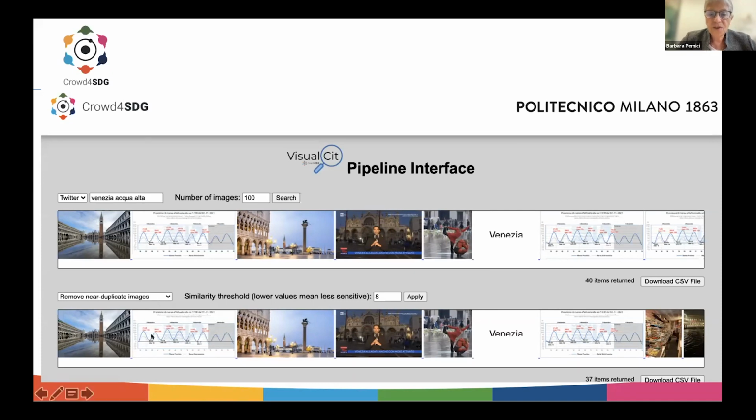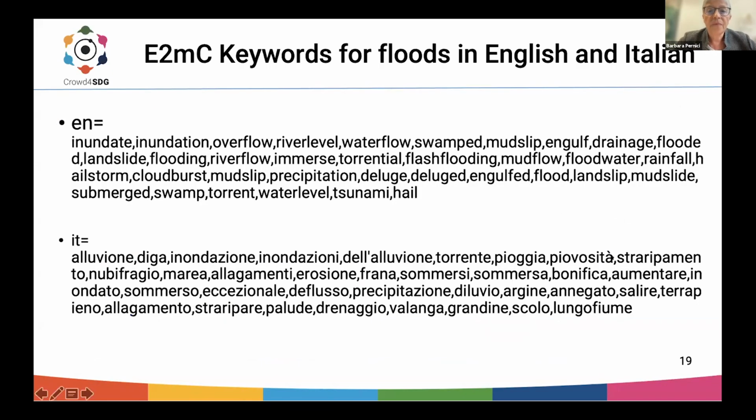Then we remove some of the duplicates. So you see some are going. And then the keywords are one critical aspect in this. We can say, like we said, Venice, Acqua Alta, high water in Italian, but actually what we were preparing in the previous project is a list of keywords in 60 different languages to try to find images which are related to given events. So for instance, for floods or different types of inundations.